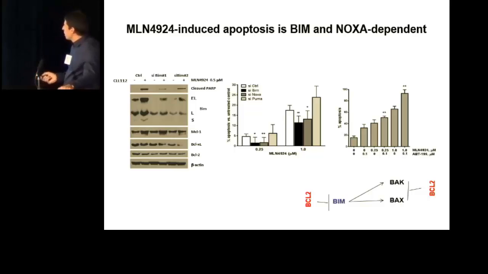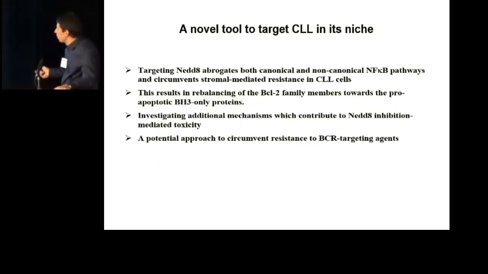So then we asked the question, since we are upregulating BIM, somehow BCL2 is still there. So what happens if we combine MLN4924 with a BH3 mimetic, which directly targets BCL2? So that would be ABT-199, just mentioned by the previous speaker. And indeed, while CD40 ligand expressing stroma induced significant protection of CLL cells from toxicity induced by ABT-199, in combination with MLN4924, that was fully reversed, and we saw a rapid induction of death in the presence of both drugs.